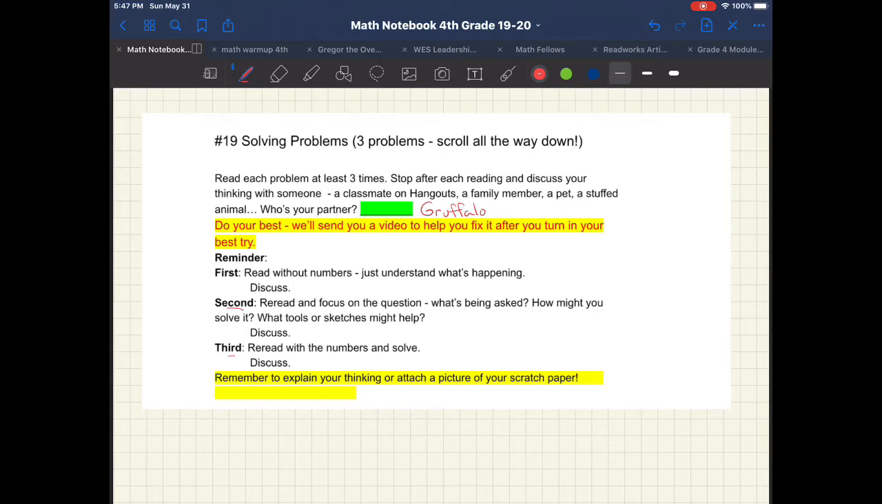Mine is Gruffalo. You should read it without the numbers. They are written with numbers, but you'll just have to ignore the numbers. Think about the question, and then actually solve it with the numbers themselves.